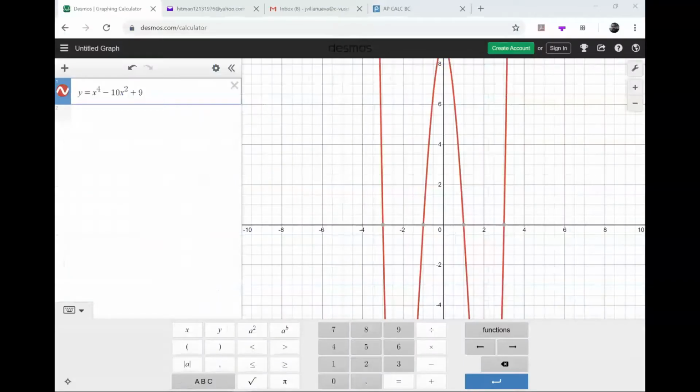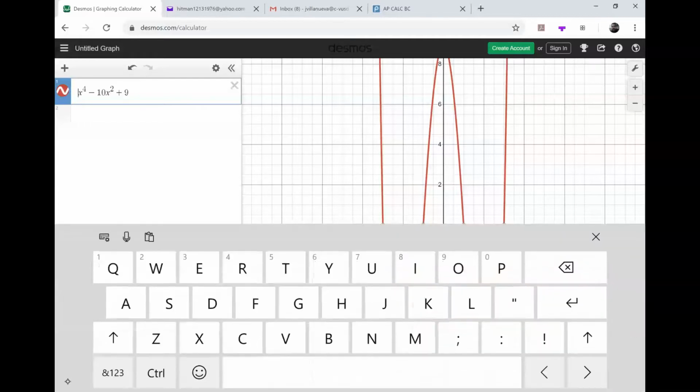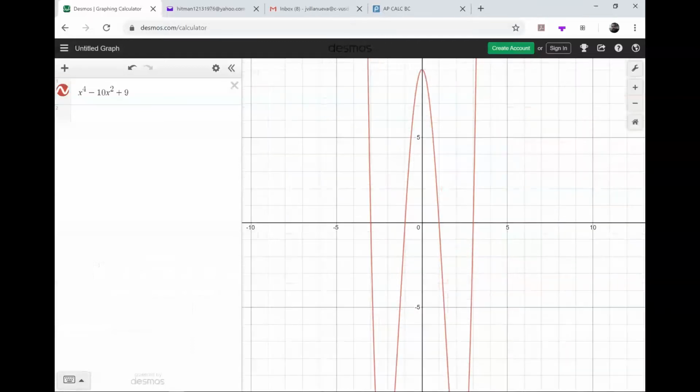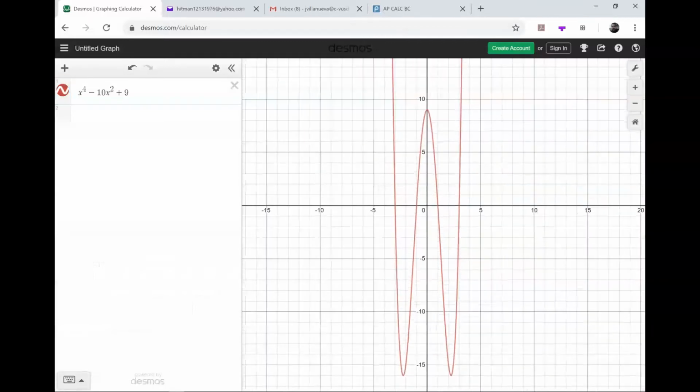All right, so I went to Desmos and I graphed it. You guys can see right here. I typed in the equation. You actually don't even have to put the y. You could just put the x to the fourth minus 10x squared plus 9 that we had in the problem. So just to show you, I'll get rid of it. So there you go, x to the fourth minus 10x squared plus 9. And what you're going to notice is that it graphs it for us. Okay, so there's our graph. There's the whole graph.